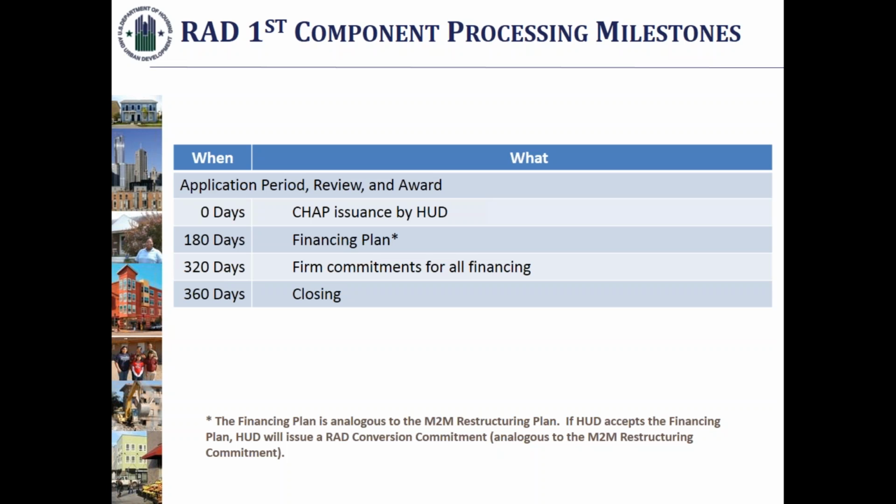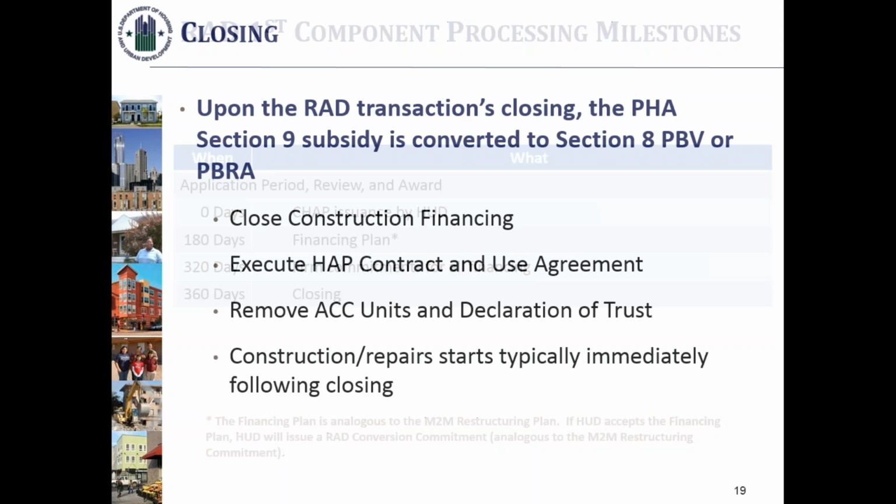RAD then goes through their underwriting process. A RAD conversion commitment is issued. That's what signifies the approval of the RAD conversion, and then things move to closing. For an FHA RAD transaction, the RAD conversion commitment is issued at the same time or slightly after the FHA firm.